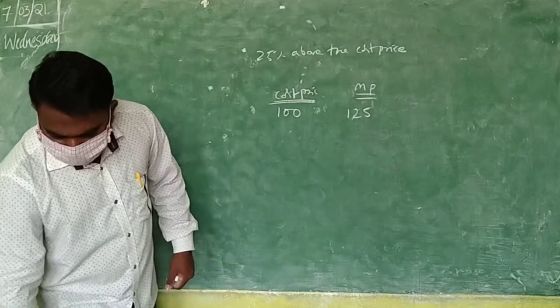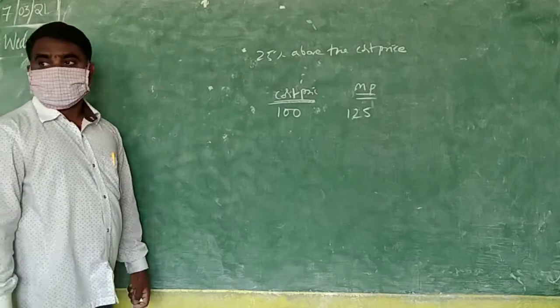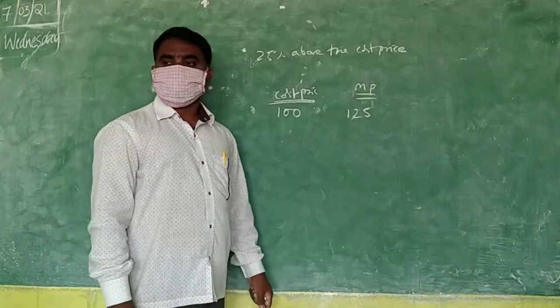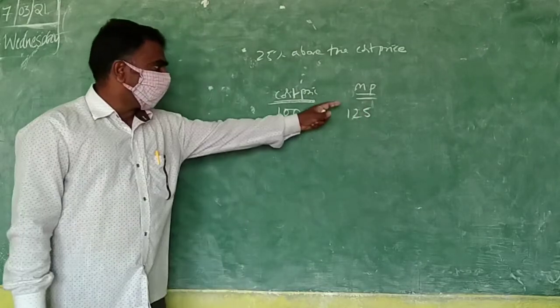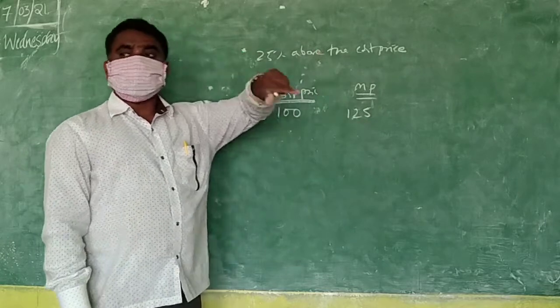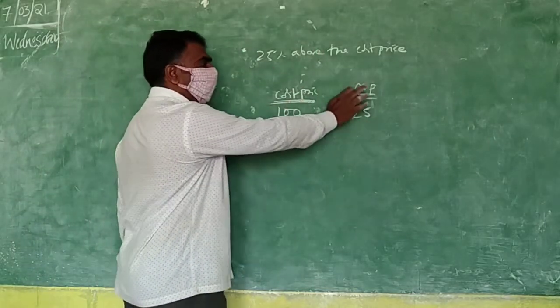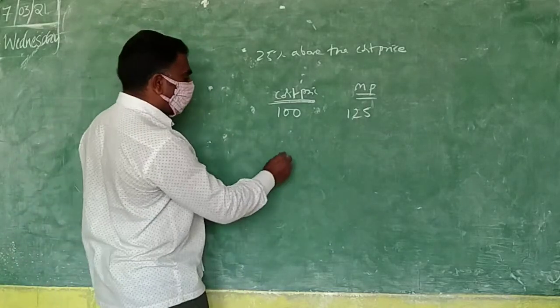Now he allows a 12% discount. On what will he give the 12% discount, on this or on this? On MP he will give 12%, no? So okay, now we know that. Now what is the next process? Here we know clearly: cost price is 100 rupees, market price is 125.